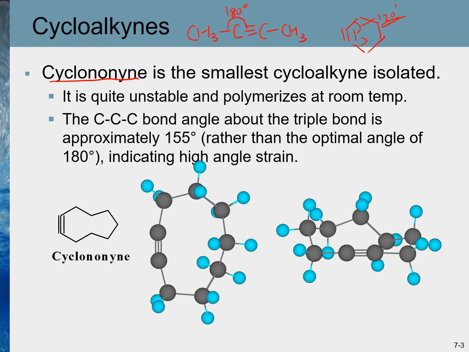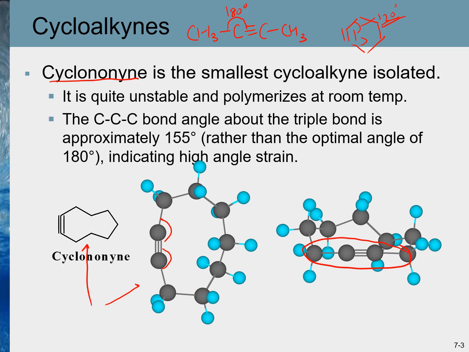The structure of cyclononyne is shown here, and its molecular model is shown here. As you can see, it can adjust its structure in such a way that the bond angle is not that far away from 180 degree. From the side it almost looks like a straight linear structure, but even then it's not that stable.